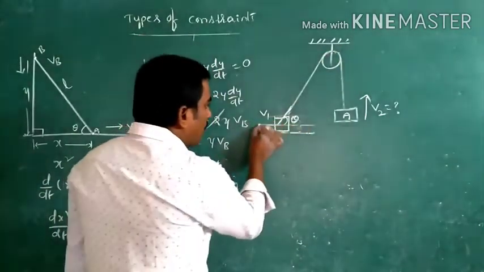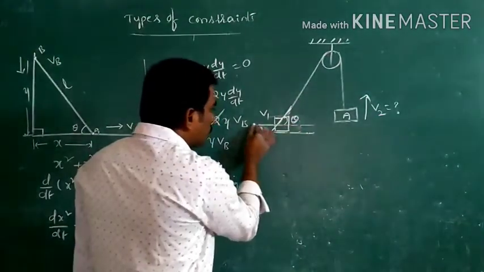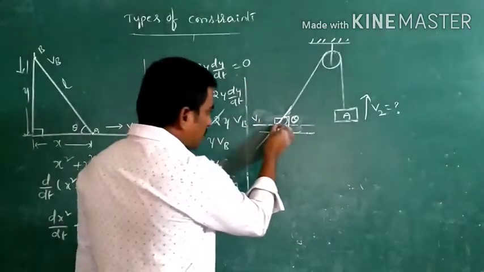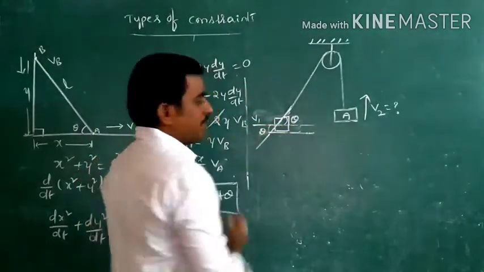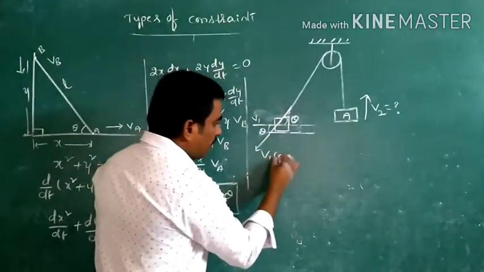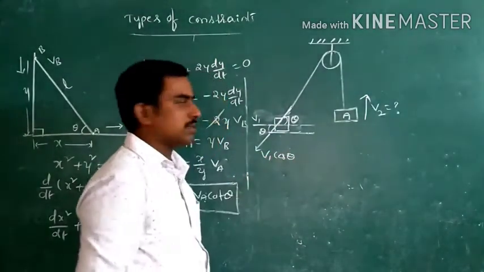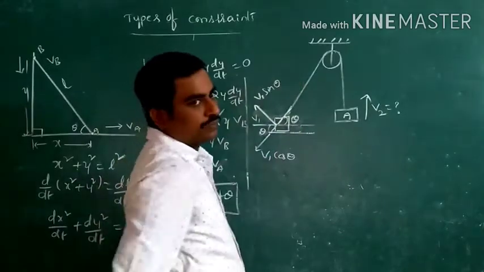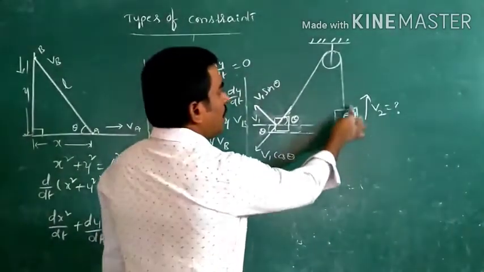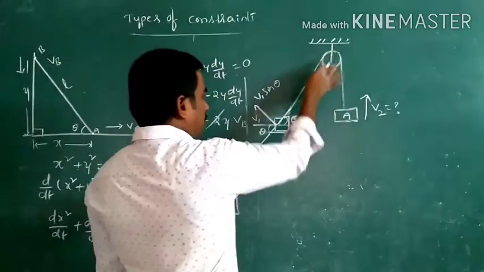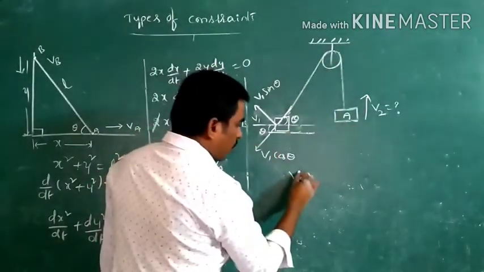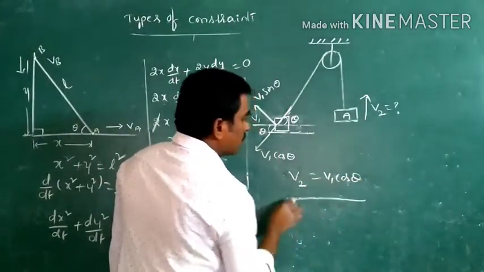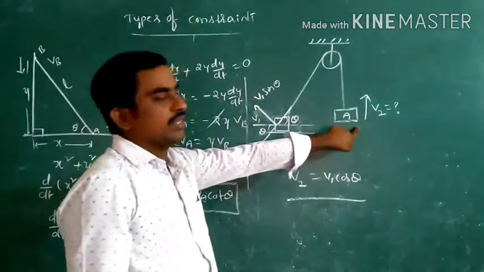Let us assume this is the velocity v1 component. This velocity can resolve into two components. This is velocity v1, so this can resolve. Opposite angles are equal. This is theta. This can be considered as v1 cos theta, and the perpendicular component is v1 sin theta. So the velocities along their lengths are equal. This is one velocity and this is the other velocity. From this figure, I am going to write v2 equals v1 cos theta. So this is the velocity of block A.